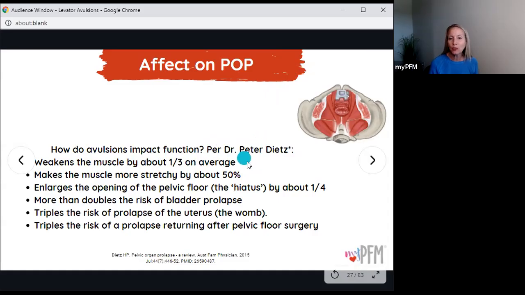So it weakens the muscle by about one third on average, makes the muscle more stretchy by about 50%, enlarges the opening of the pelvic floor, that levator hiatus, by about 25%, more than doubles the risk of bladder prolapse, which would also be called a cystocele, triples the risk of prolapse of the uterus, and triples the risk of a prolapse returning after pelvic floor surgery. So let's say that you had surgery for pelvic organ prolapse. If you have a levator avulsion, your risk of having another surgery or having that prolapse returning triples.